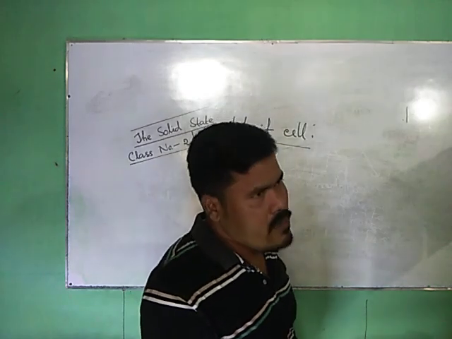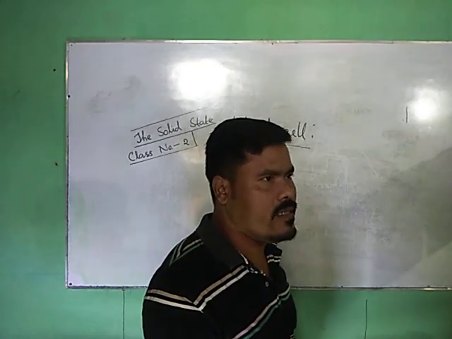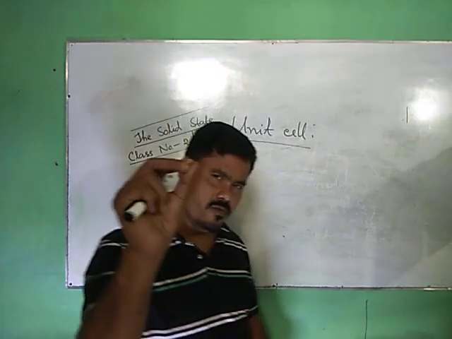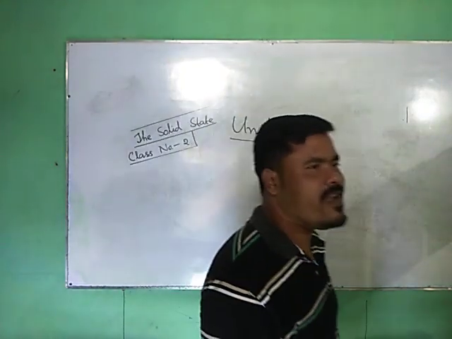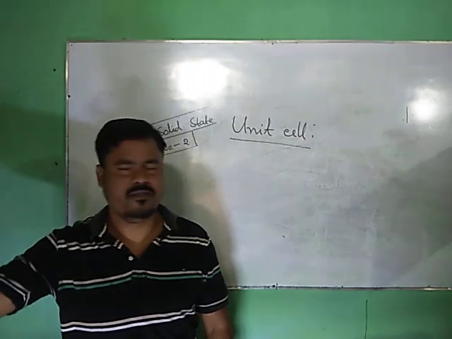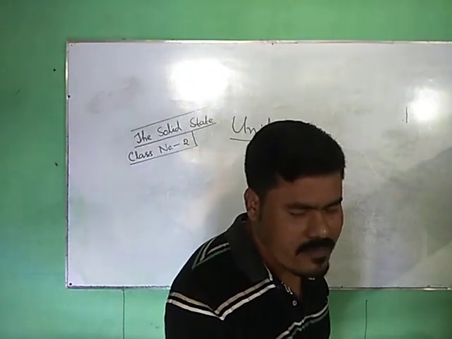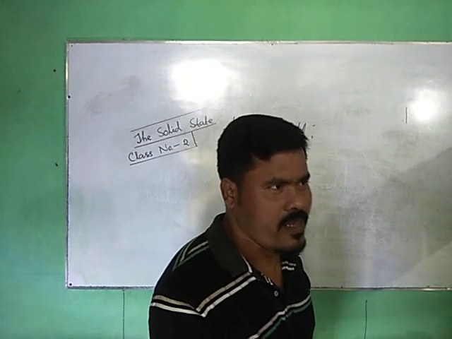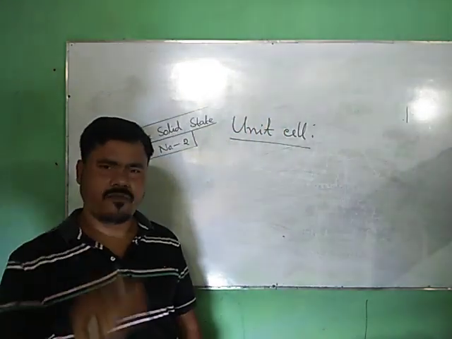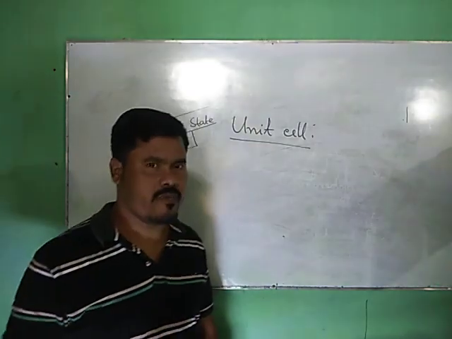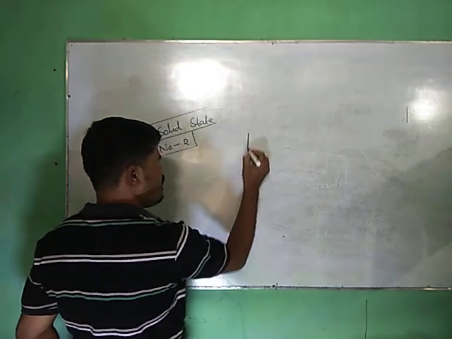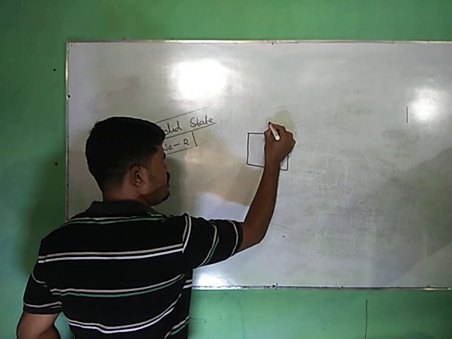So unit cell is defined as the smallest part of a crystal which has the overall symmetry of the crystal and from which the entire lattice can be built up by repetition in three dimensions. Simply, we can tell that the unit cell is the smallest repeating unit of a crystal, meaning the building block of a crystal. Let me draw a simple unit cell. See, I am drawing the simple cubic unit cell.